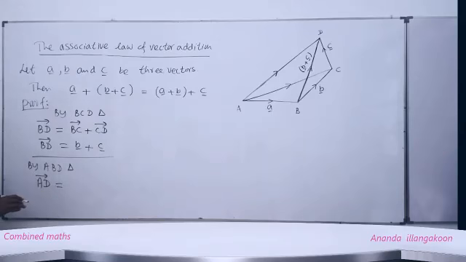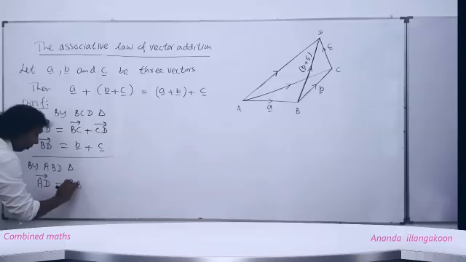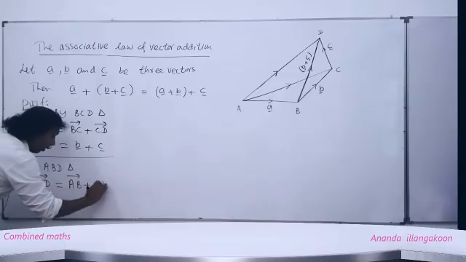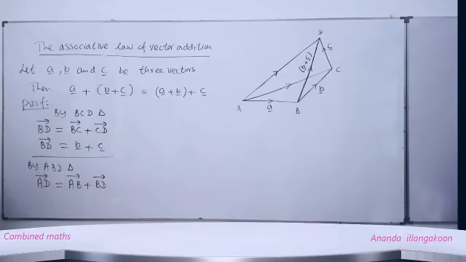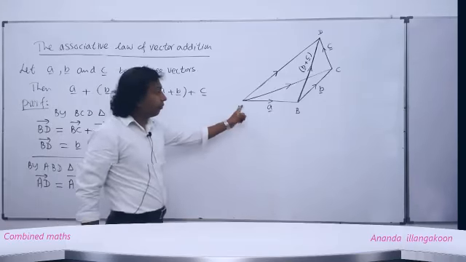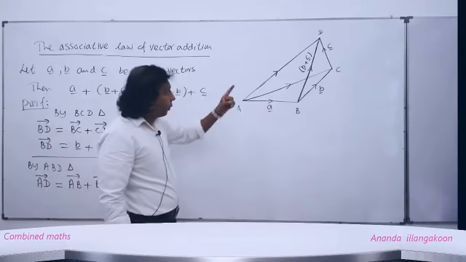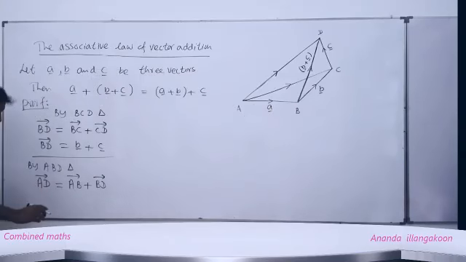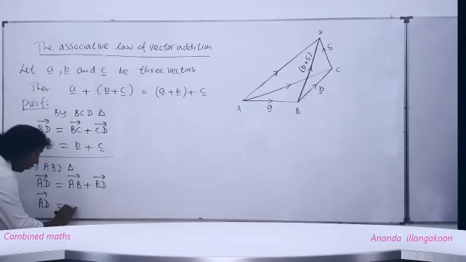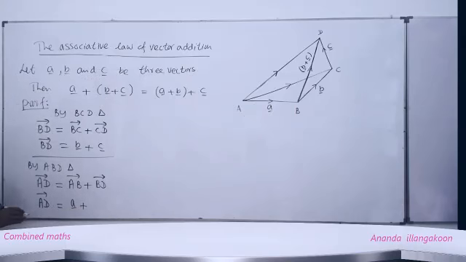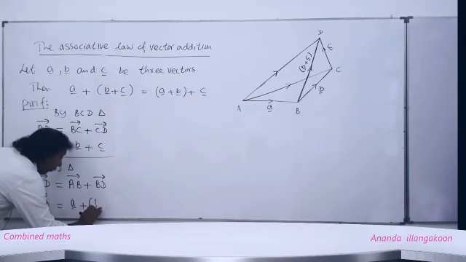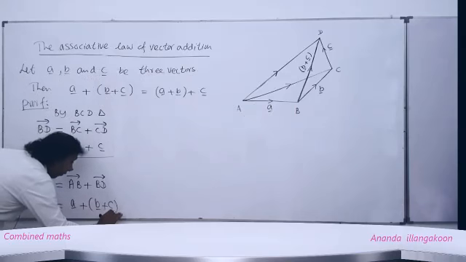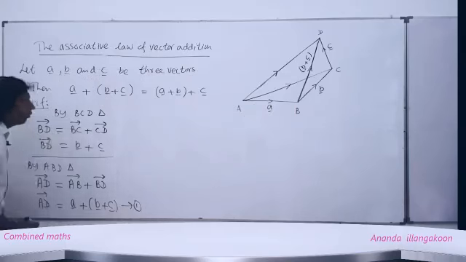AD vector is equal to AB plus BD. AB vector plus BD vector. But you know, people, AB vector is simply vector A. BD vector is vector B plus vector C. So AD vector, we can write, AB vector is simply vector A plus BD vector is vector B plus vector C. Right, this is number 1. That means we obtain the left hand side.